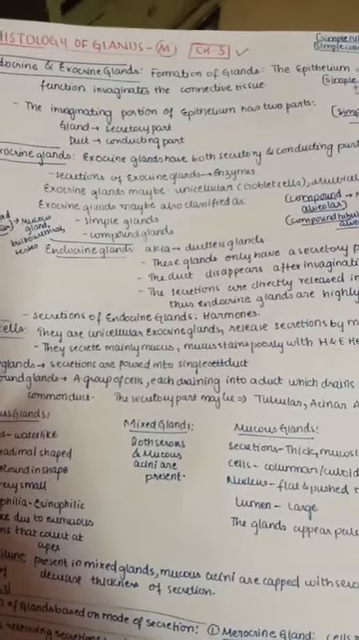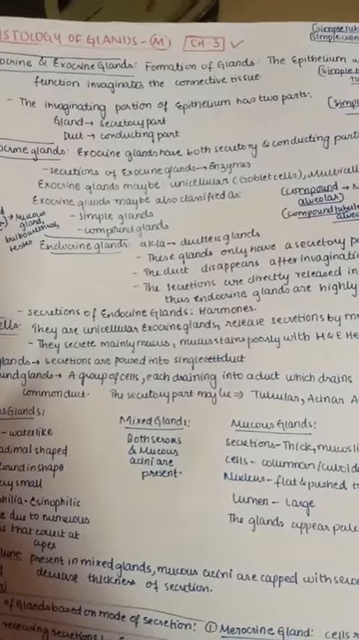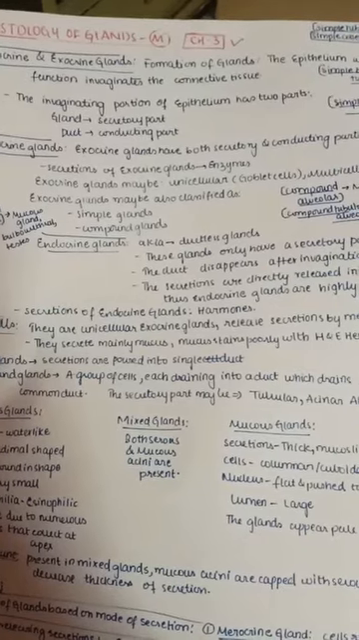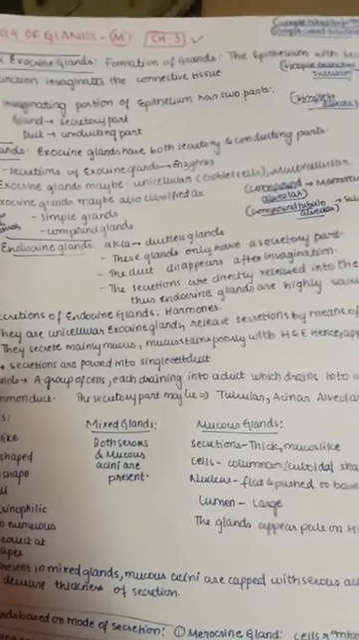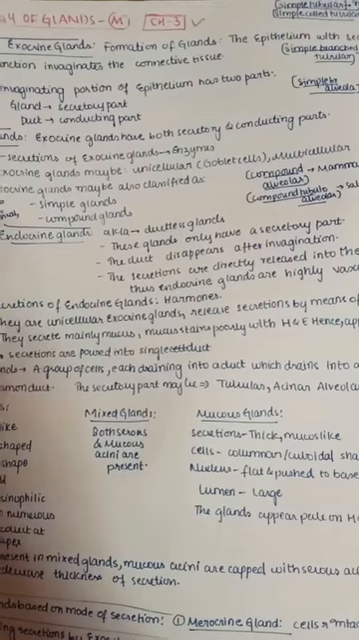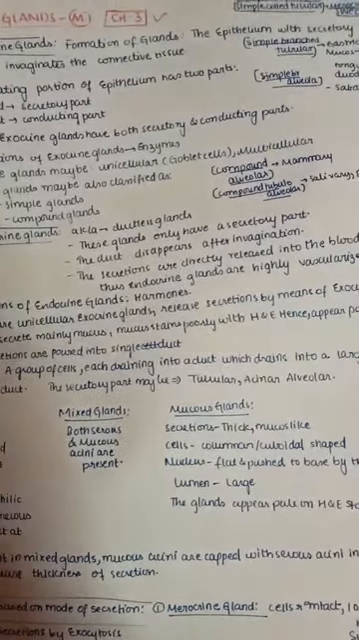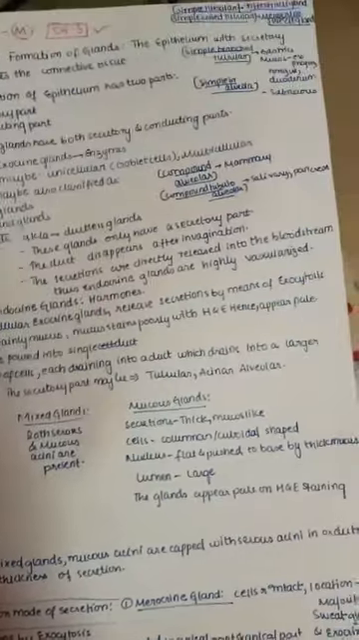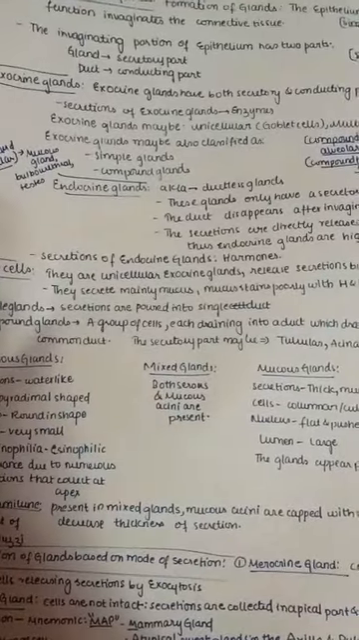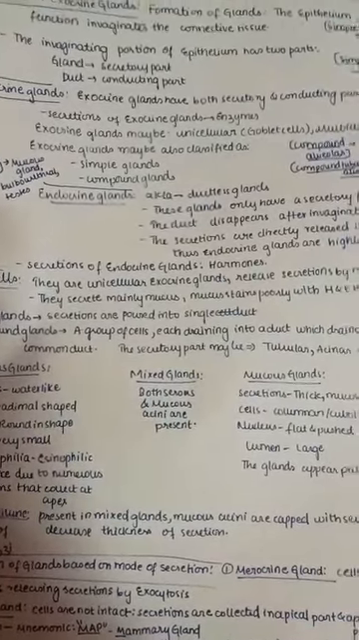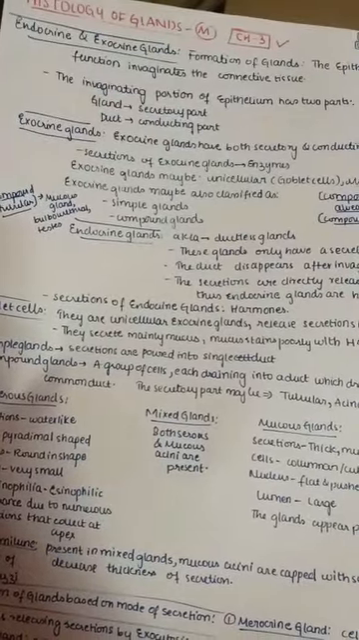You can remember that endocrine glands are highly vascular because they need to supply their products directly into the blood. So these glands only have a secretory part. The duct disappears after the invagination, and the secretions are released directly into the blood. Thus endocrine glands are highly vascularized. The secretions of endocrine glands are mainly hormones, but the secretions of exocrine glands are mainly enzymes.